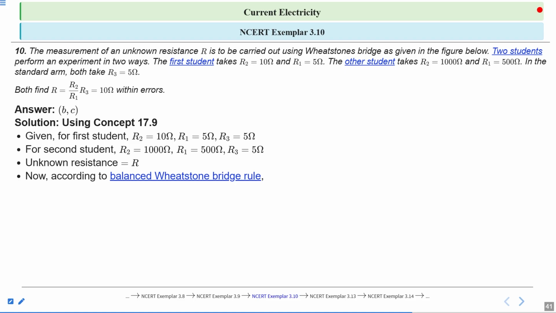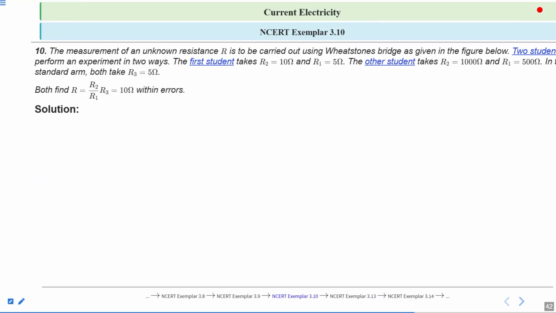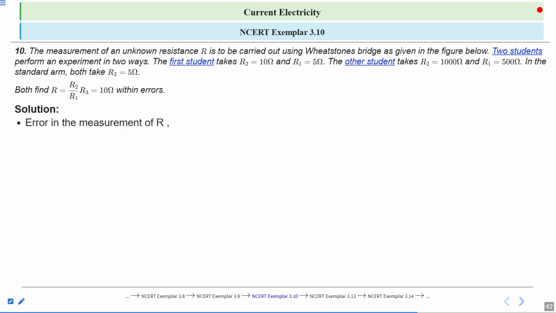So now, according to balanced Wheatstone bridge rule, R2 upon R1 equal to R upon R3, which gives R equal to R3 into R2 by R1, which is also given in the question. So this thing came from the balanced Wheatstone bridge rule, that is R2 upon R1 equal to R upon R3. So what is the error in the measurement of R?